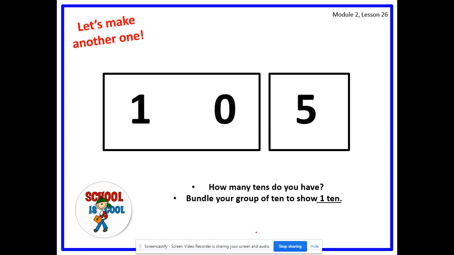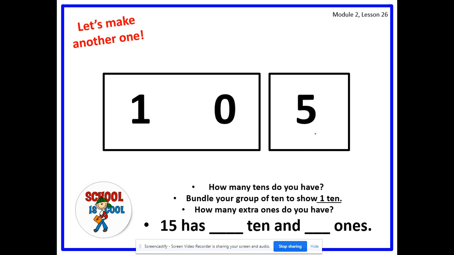Your fingers should be together. And how many ones do you have? How many imaginary fingers do we have? Get ready. Yes, 5. So 15 has how many 10s? Get ready. Yes, 1 10. And how many ones? Get ready. And 5 ones.